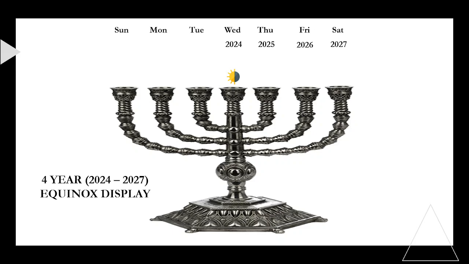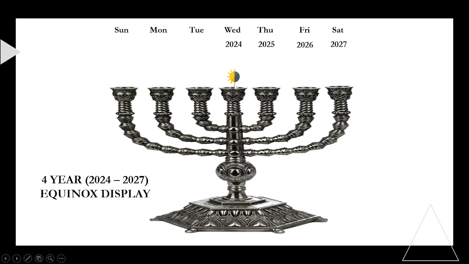This is another illustration, me trying to demonstrate these words that we saw written in the book of Enoch. This is me illustrating those words. So this is another illustration. Right before you is a menorah, and above the menorah are the years that I plotted: 2024, 2025, 2026, and 2027.